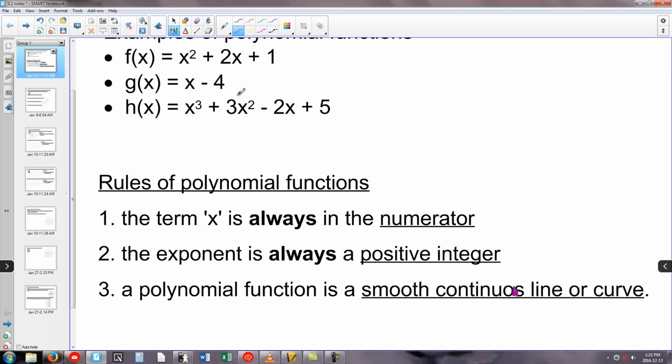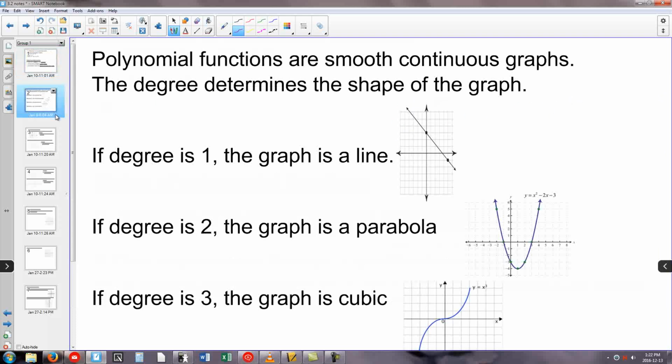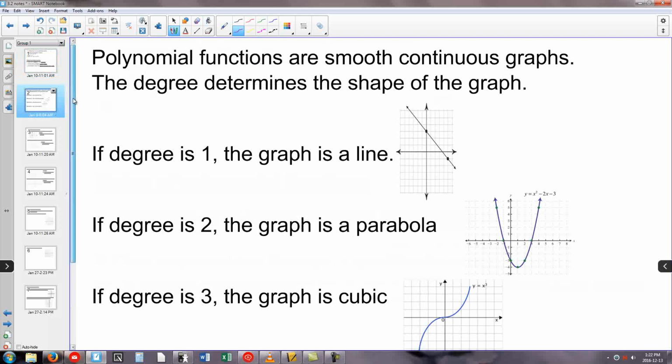Continuous curve, but no x is in the denominator. Exponents are all positive, so these are all examples. So this includes everything from straight lines to quartic and bigger polynomial functions. There's different varieties. And so here's how we can tell which kind it is.